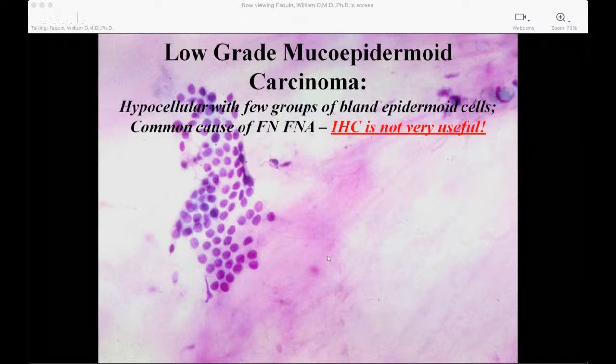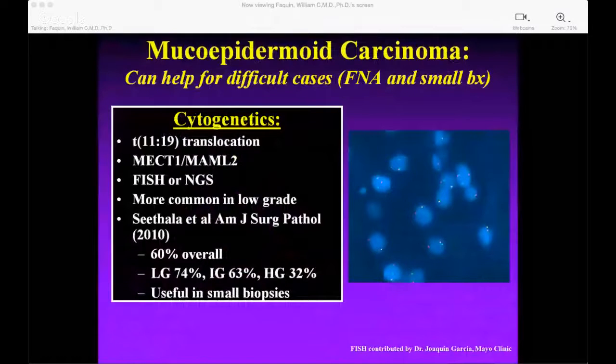Immunohistochemistry is generally not very effective for mucoepidermoid carcinomas. We expect the epidermoid cells to be p63 positive, but there's no specific immunoprofile. However, work by Dr. Cytology as well as other groups have shown, and we've known this for some time, that a majority of mucoepidermoid carcinomas do have rearrangements involving MAML2, and either by FISH analysis, as shown here on the right, or by next generation sequencing, you can detect this rearrangement and make a definitive diagnosis of mucoepidermoid carcinoma.